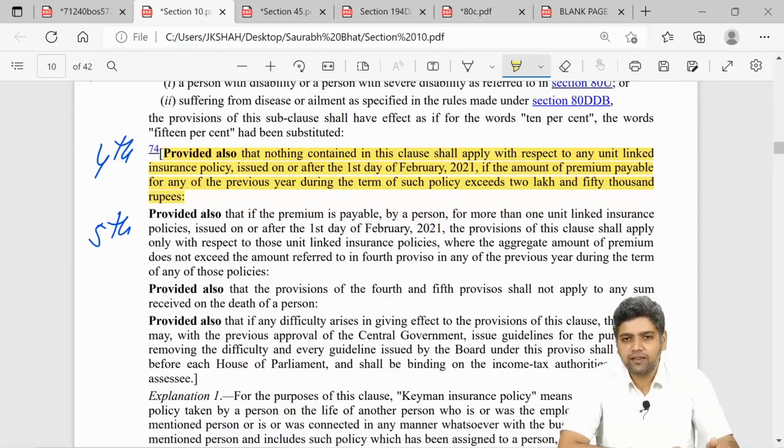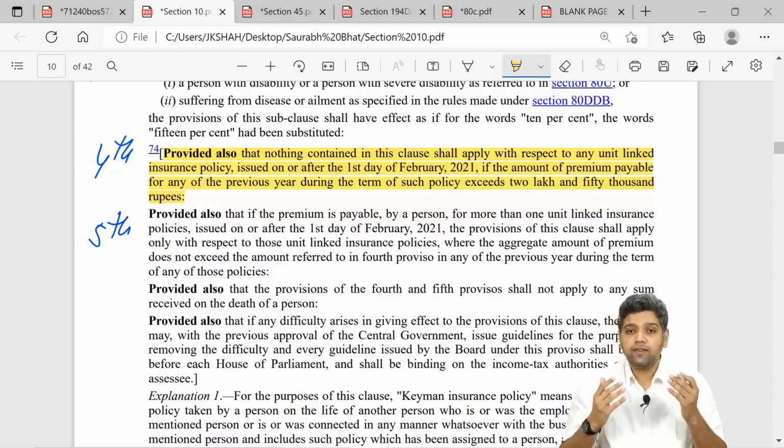So let's say that I purchase a ULIP and the premium of that is 3 lakh rupees. Would that be a capital asset? Yes. So would the exemption under 10 clause 10D apply? No, because of 4th proviso. But then our government also realized that Indians are very smart people, especially when it comes to tax evasion or tax avoidance. We are extremely smart.